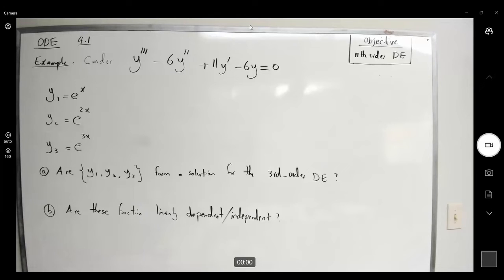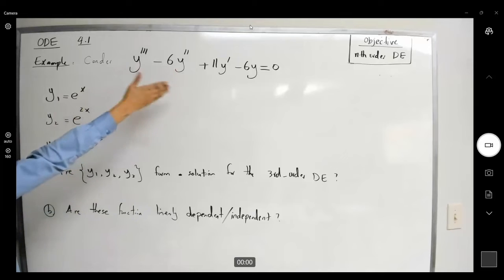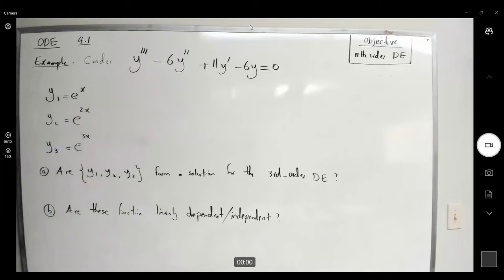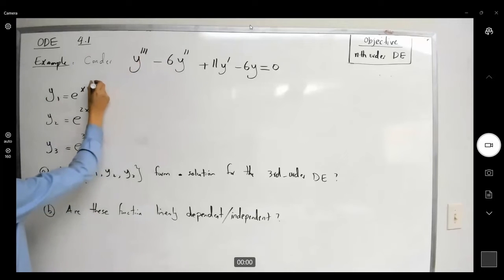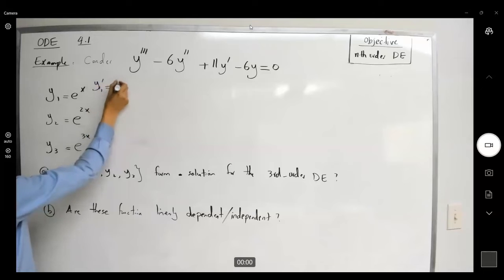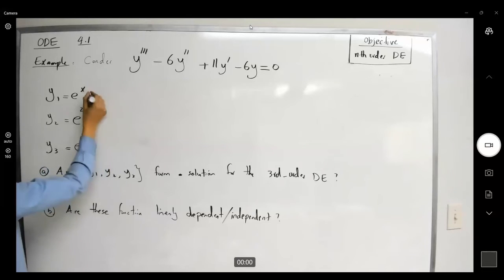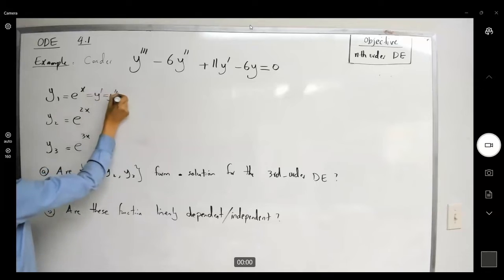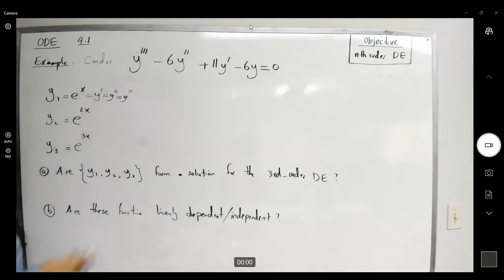Very well, let us check to see if each one of these is a solution for this differential equation or not. First of all, to check if y1 is a solution, we need to find the first derivative, the second derivative, and the third derivative, and plug these into the differential equation to check whether the left-hand side and right-hand side are equal. So y1 prime is e to the x. We all know that it is equal to the second derivative, and it is equal to the third derivative. We don't have any algebra to do. They are all equal to each other.